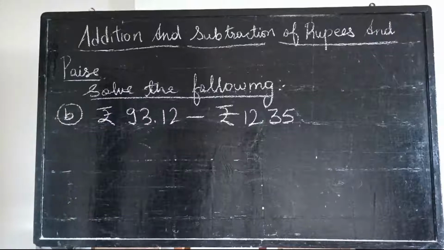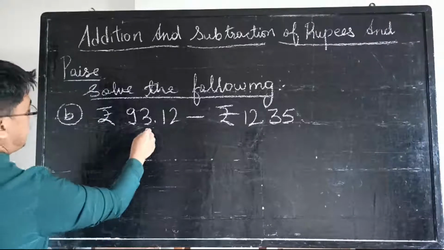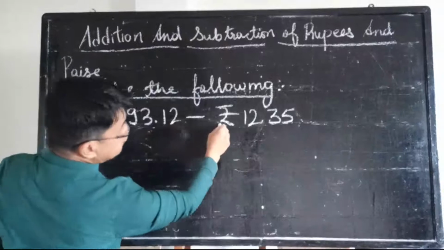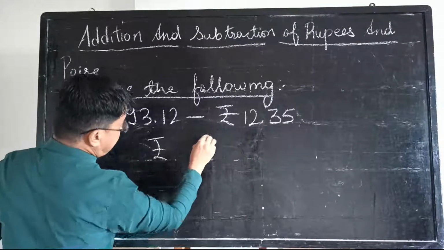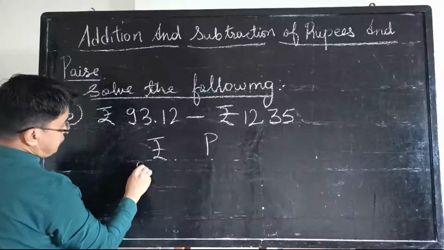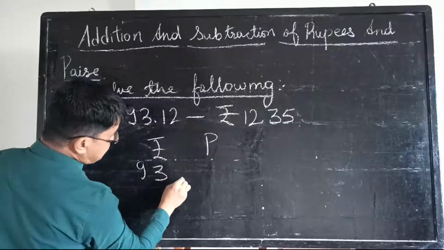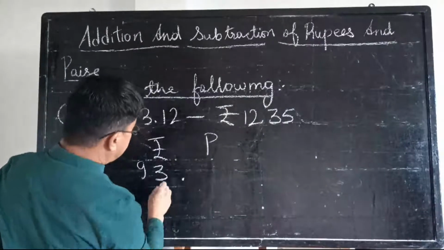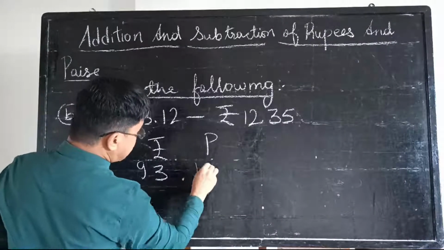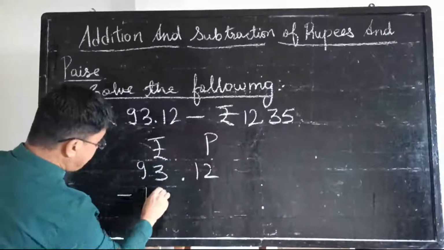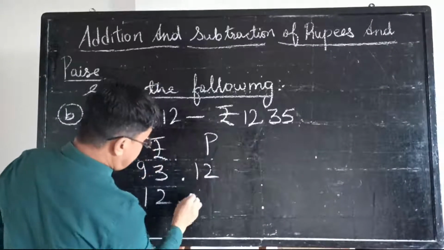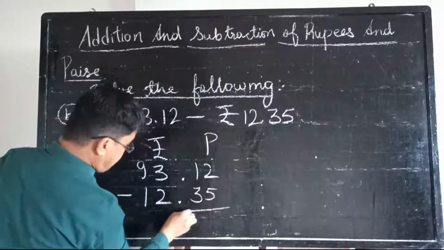Now look at example B. Rupees 93.12 paise minus rupees 12.35 paise. Now rupees and paise. 93 rupees, don't put a dot. 93 rupees, how many paise? 12 paise, minus 12 rupees, 12 rupees, how many paise? 35 paise.